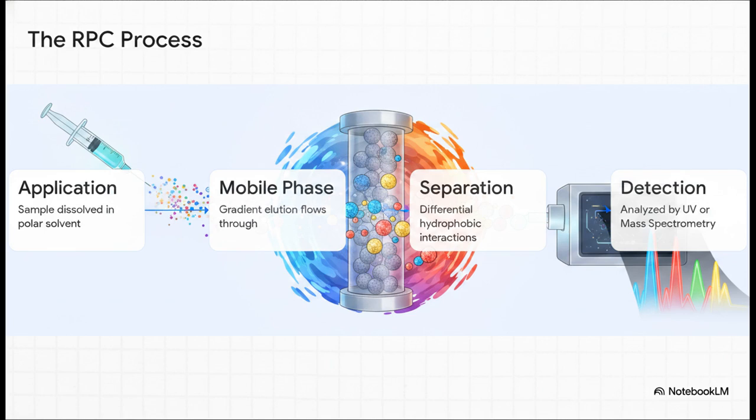This all comes together in a totally seamless four-step process. First up, the sample is dissolved in a polar solvent and injected. Second, the mobile phase flows through, very often in a gradient where the organic solvent proportion is gradually ramped up. Third, the differential hydrophobic interactions actually take place. That's our obstacle course doing its job. And finally, the separated analytes exit the column and hit a detector. This is what produces those distinct, colorful chromatographic peaks you see generated on a glowing digital chromatogram.